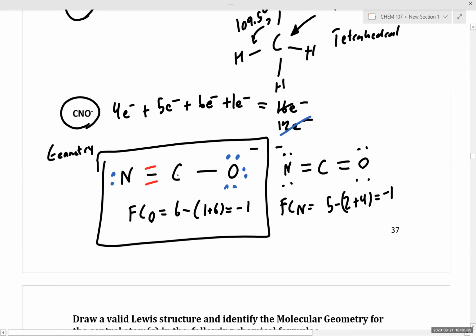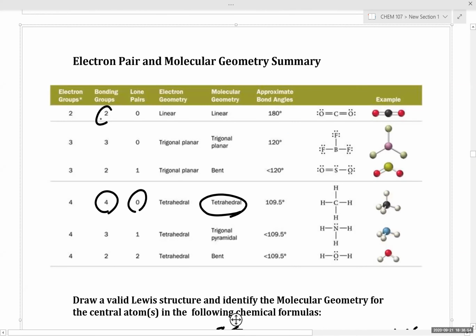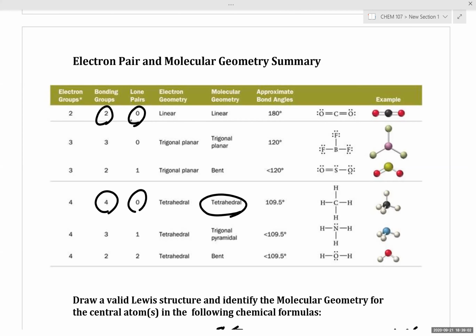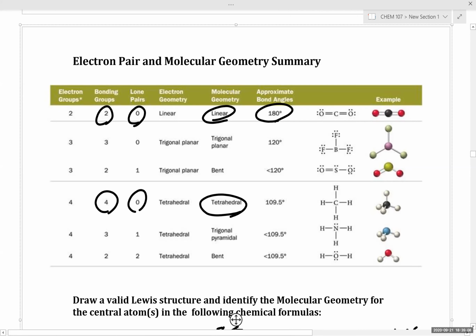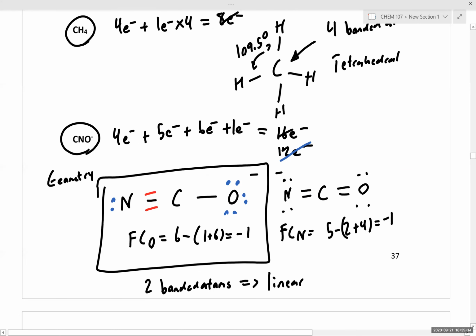So, in terms of the geometry around carbon, we have 2 bonded atoms. So then, if we find 2 bonded atoms, let's go to our table, which we'll eventually have to memorize. If we have 2 bonded atoms and 0 lone pairs, what geometry do we have? What geometry do we have? Linear. Yep, straight as a dart, linear, 180-degree bond angles. So we have a linear molecular geometry, and that's why our bond angle is 180 degrees.